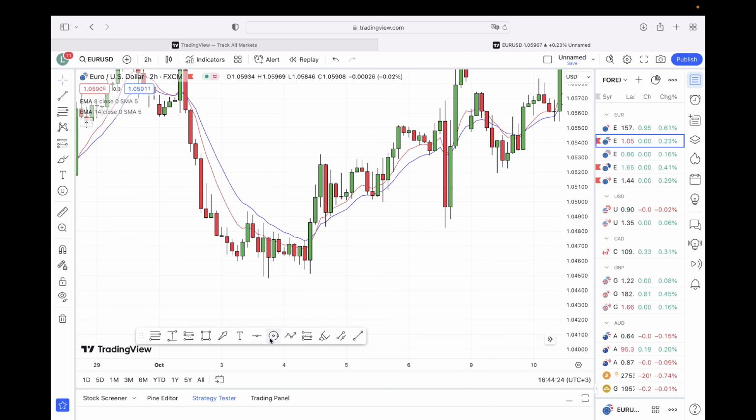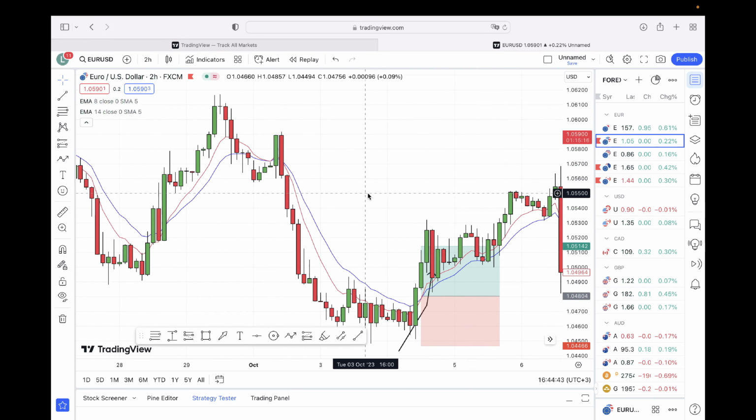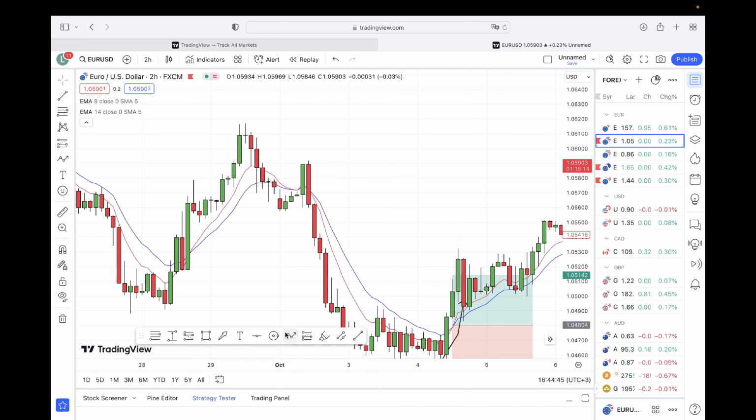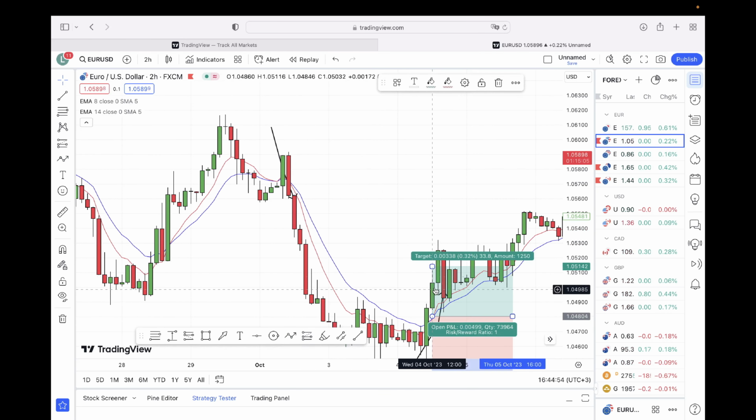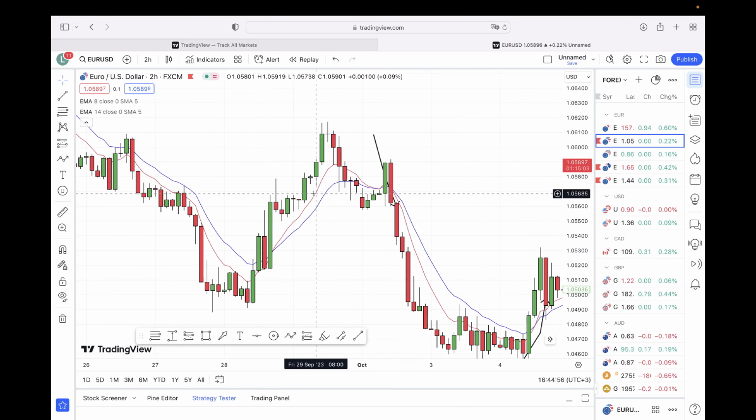So if the cross happens from the bottom, so the signal line comes from the bottom and pierces through the longer length EMA, that means that this is an indication to open a buy position. Boom, like this. And for example, if we have a crossover from the top to bottom, so the trigger line crosses from top to bottom, that means that over here we should open a sell position. And let's actually see how it works in action.